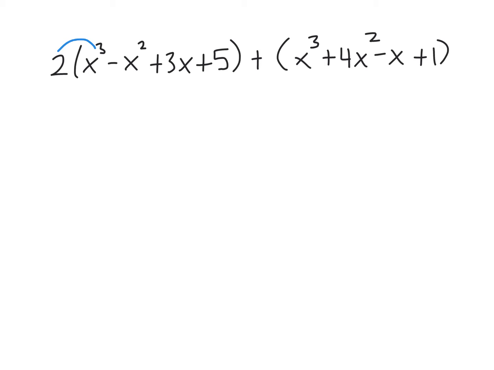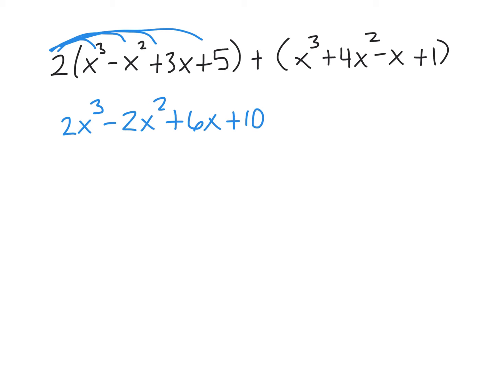So first, we distribute the 2. You multiply 2 times x cubed gives you 2x cubed. 2 times negative x squared gives you negative 2x squared. 2 times 3x gives you positive 6x. And 2 times 5 gives you positive 10.